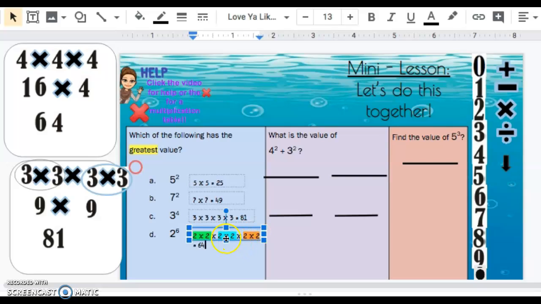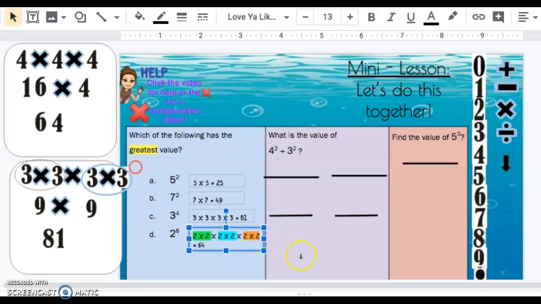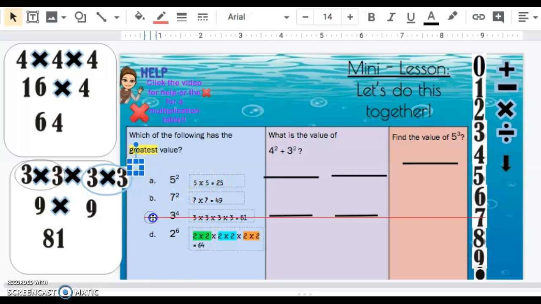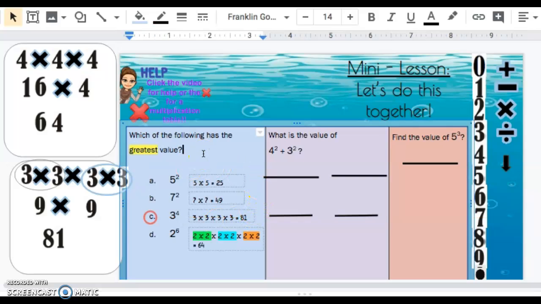64. So now you need to look and see which one has the bigger amount. You have 64, 81, 49, and 25, and you're looking for the greatest value, and 81 clearly is the largest number, so C would be your answer. So I drag my circle there and circle C.